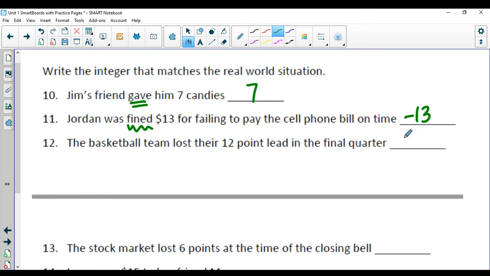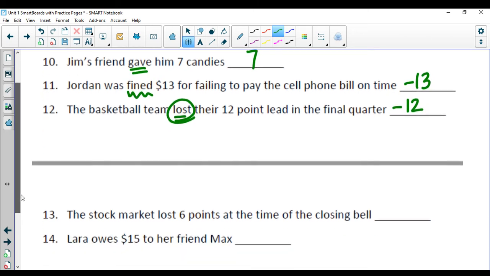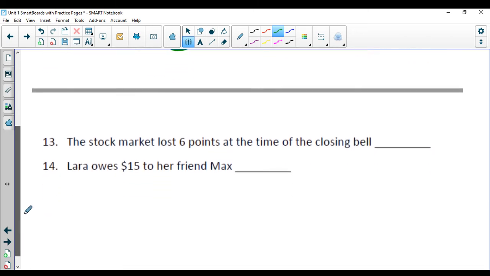The basketball team lost their 12-point lead in the final quarter. So a 12-point lead would be positive to start, but because they lost it, that's going to be a -12 for us because that lead no longer is there. The stock market lost 6 points at the time of the closing bell, would be a -6. And the last one, Lara owes $15 to her friend Max. Owes 15, so we're going to call that a -15 then.